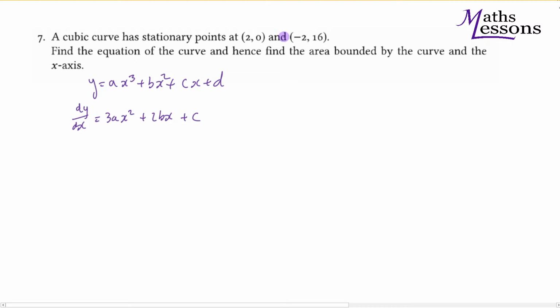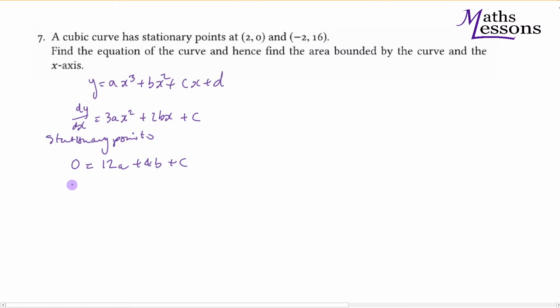So we know we have stationary points. So if we use the stationary points in the dy by dx equation, we know that that's going to be 0. So we've got 0. Let's do the first one. Put the x value as 2. So 2 squared is 4. So times by 3 is 12a. 2 times 2 is 4b plus c.